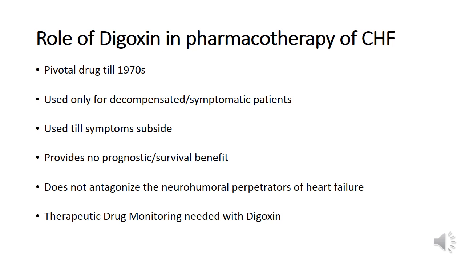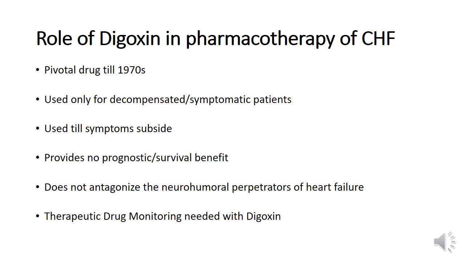Now let us see, digoxin produces benefit only in decompensated or symptomatic patients. That means I have to use digoxin in a patient of heart failure only if the patient is symptomatic, that is he is decompensated, that is he may require hospitalization, only till the symptoms subside. Once the symptoms subside, I will remove digoxin from the treatment in that patient because digoxin does not provide any survival benefit or prognostic benefit. Digoxin will not interfere with the progression of heart failure.